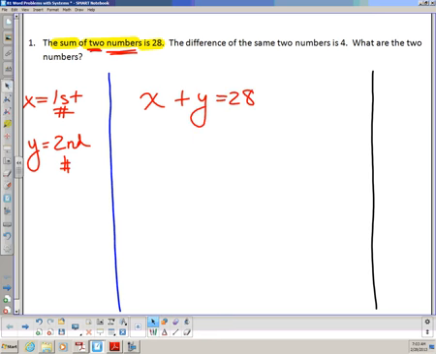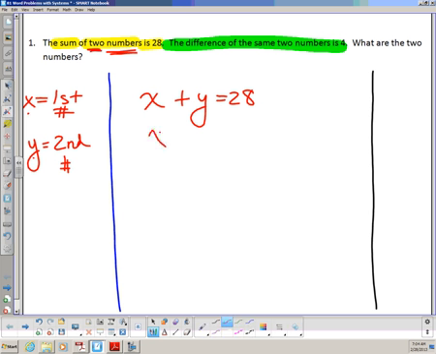Then the next fact is that the difference of the same two numbers is 4. The difference of the two numbers is when I subtract them, I will get 4. So I'll take x and subtract y and I'll get 4. What's nice about this is I get a very nice, easy system of equations to solve, and I can actually find the two numbers. If you tell me two clues about two numbers, I can find them. The two clues being the sum of the two numbers is 28, and the difference is 4.